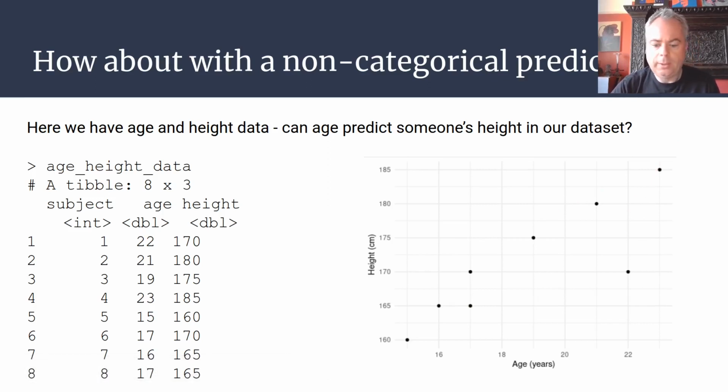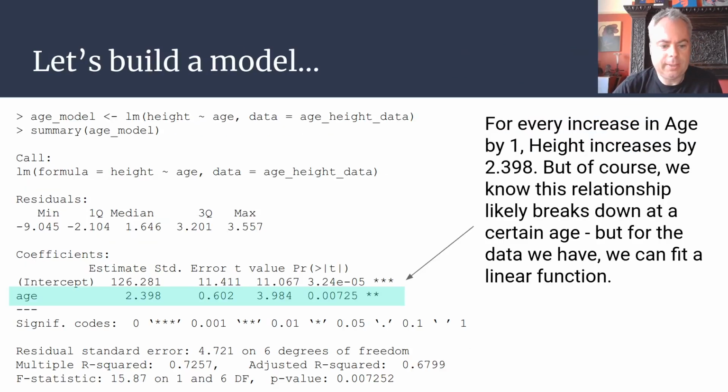So we're going to build a linear model, much as we did previously, but rather than having gender, a categorical predictor, we're going to have age, a continuous predictor, to predict height. So we go about building the model in the same sort of way. We use the LM function where we have height is predicted by age, and we're going to use the data set age height data. If we build that model and then ask for the summary, we get information about the intercept and information about our predictor.